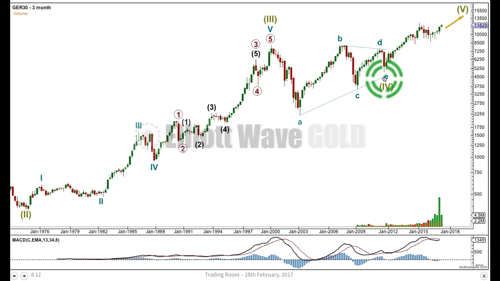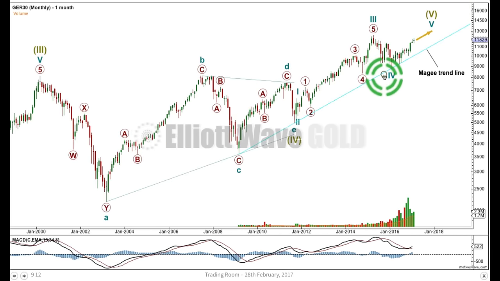Now I've got two wave counts. The fourth wave may have been a regular contracting triangle, or it may have been a zigzag over here. If the fourth wave ends here, then we've got a fifth wave up at supercycle degree. Let's have a look at how this one might be unfolding.